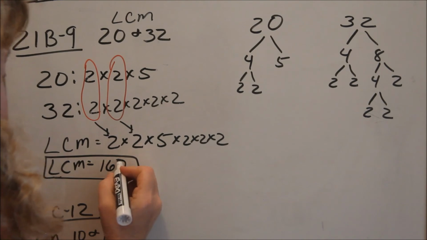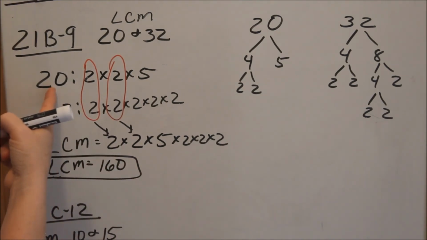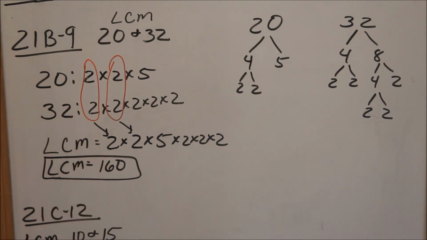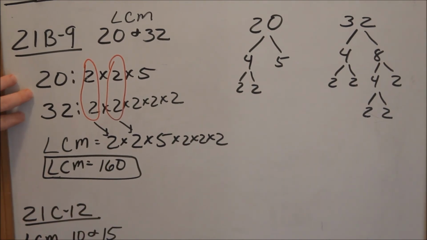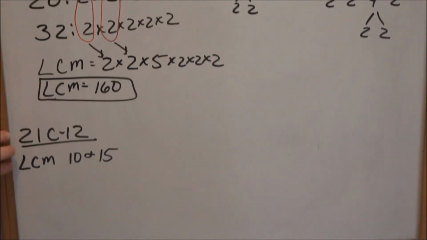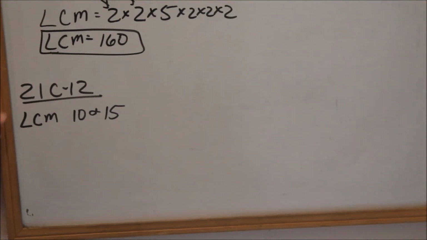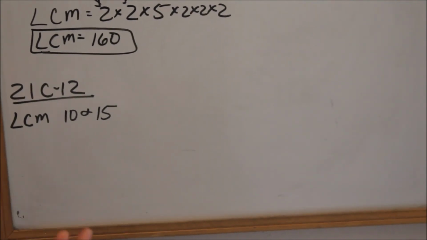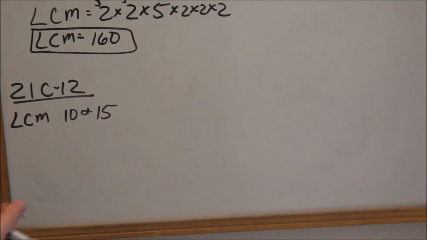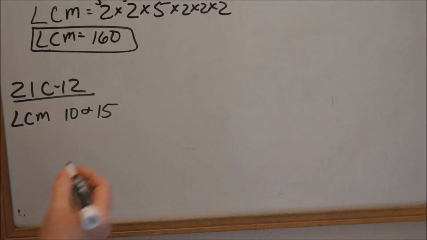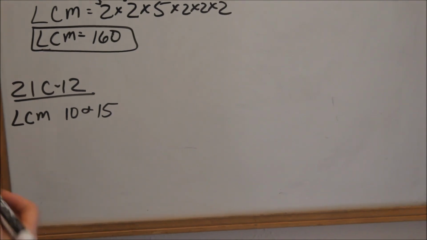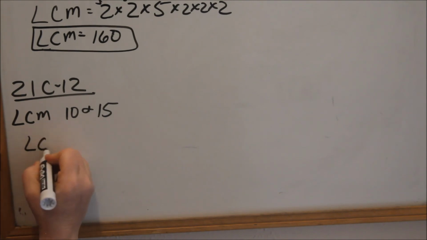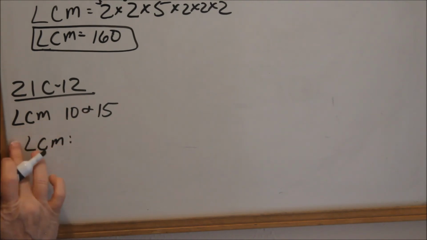So if we did it the first way by skip counting, if we skip counted by 20, and then we skip counted by 32, the lowest number they would have in common is 160. This is the second way to do the least common multiple. Okay, look at 21C number 12. The instructions on this say you can do it either way you want to. You can either do it the first way or the second way. I will always choose to do it the second way with the factor trees, okay? I don't know if it's faster or slower, but I usually just do that because I usually can get it more correctly with a factor tree.